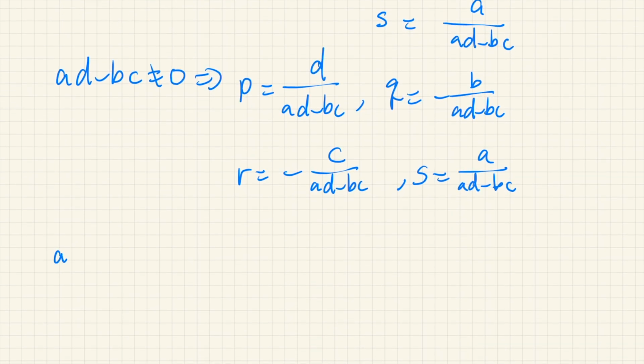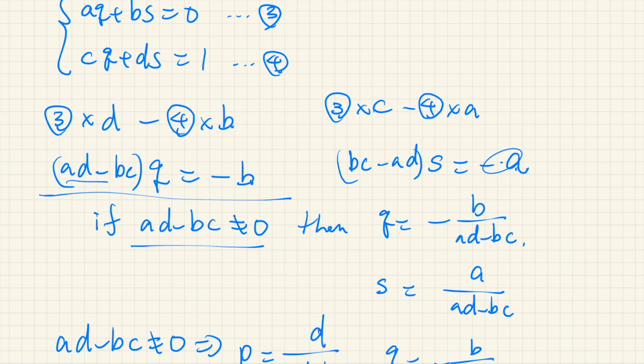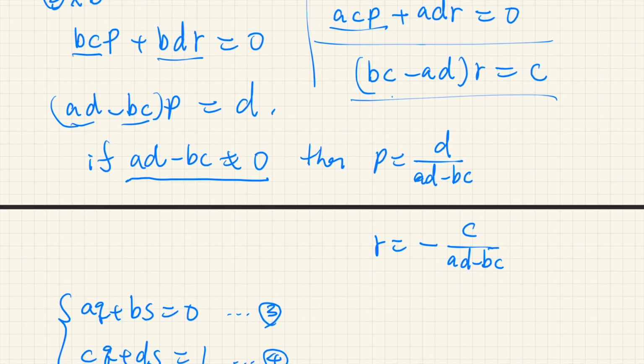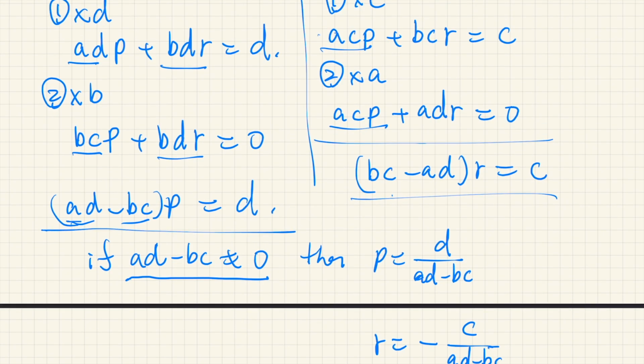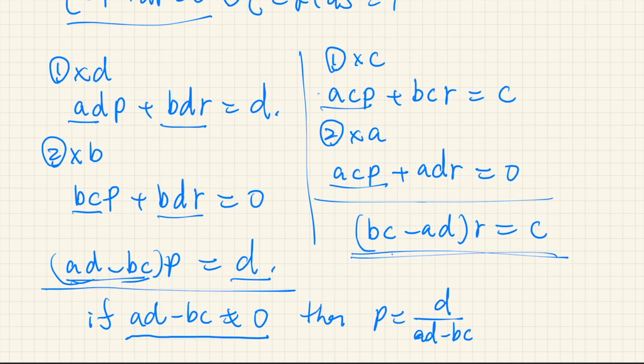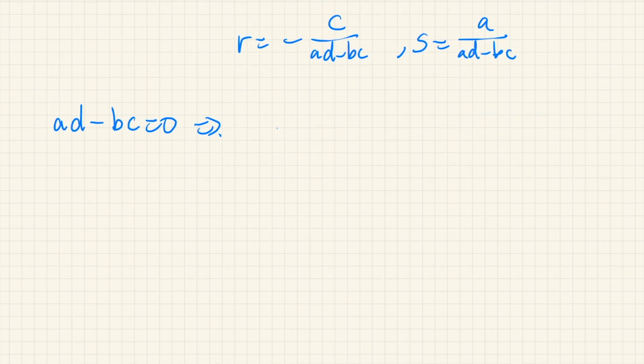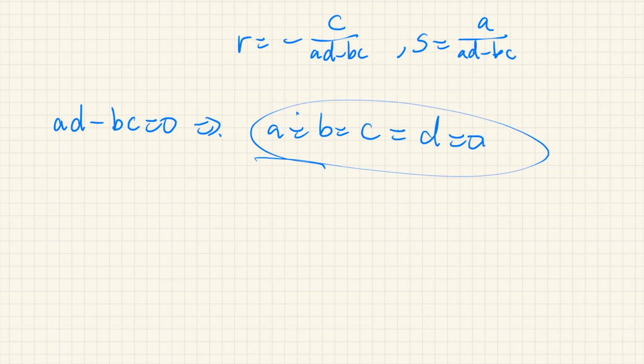But what happens if AD minus BC is equal to 0? Then from this equation, if this is 0, then B is 0. And from this equation, A is 0. And from this equation, D is 0. And from this equation, C is 0. So A, B, C, D are all 0. But this is a contradiction. We are not assuming this. So in this case, A is not invertible. Therefore, its inverse doesn't exist.